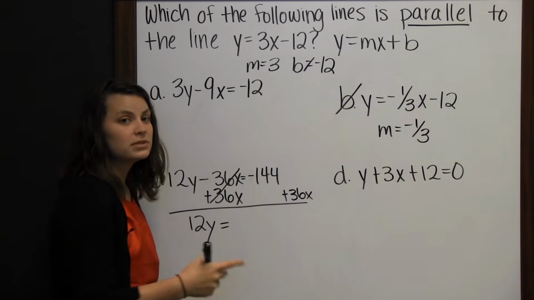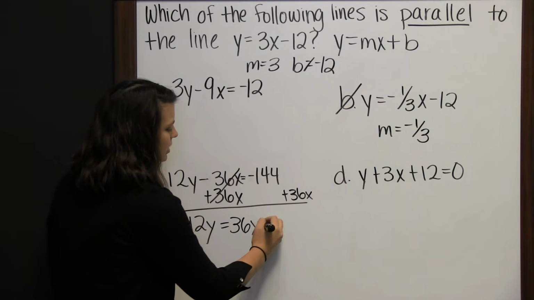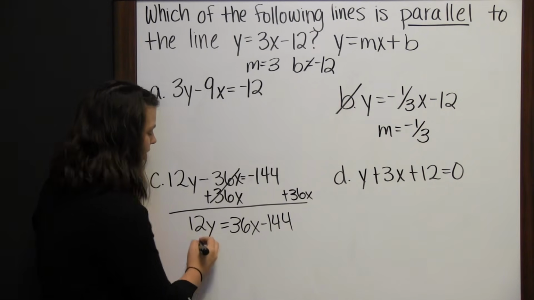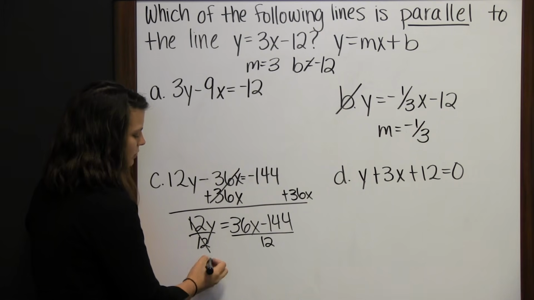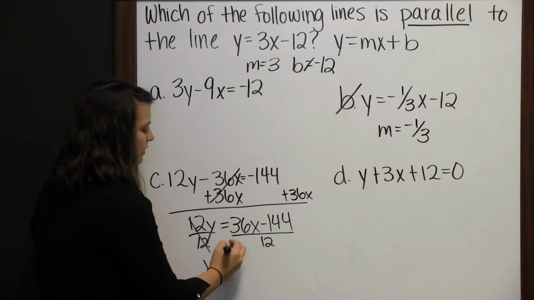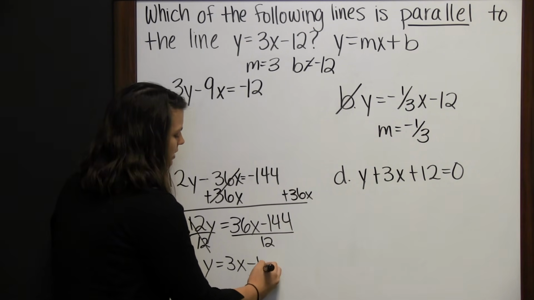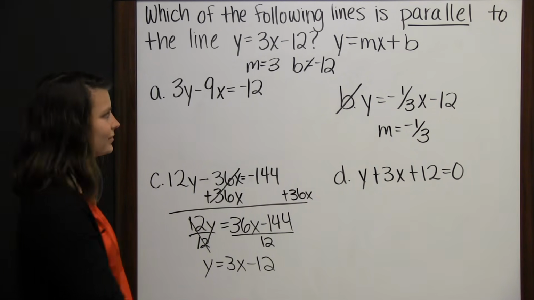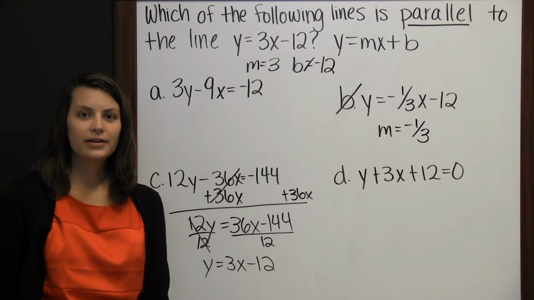These are not like terms, so we can't combine them. We just write them down. So a positive 36x minus 144. Finally, we need to divide by 12 to solve for y. 12 divided by 12 is 1, times y is y, equals 36x divided by 12 is 3x, and -144 divided by 12 is -12. Now this looks familiar. It's in fact the exact same equation as our original line.